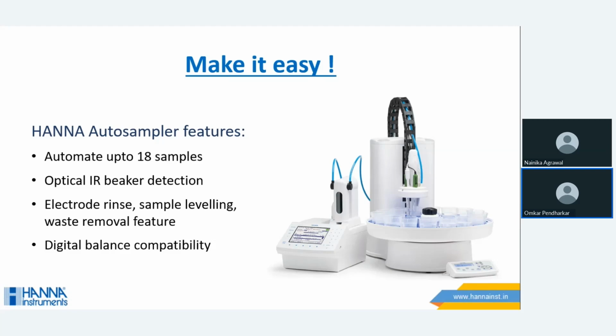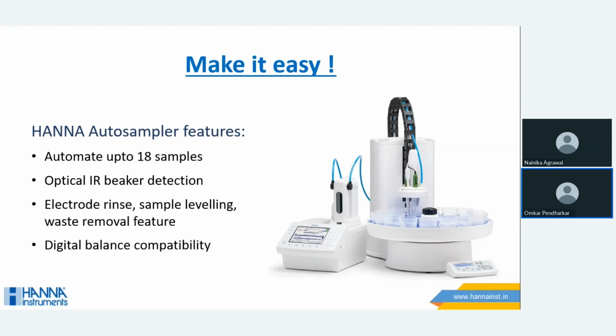So these are some features for the auto sampler which can get connected to the titrator directly. So you can automate up to 18 samples. So you just have to take the sample in your beaker, the reagent addition facility, as well as the sample leveling facility is already provided with the auto sampler. So you can analyze 16 to 18 samples in the single run.